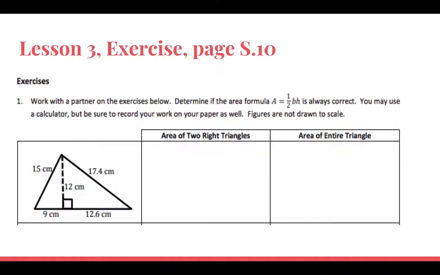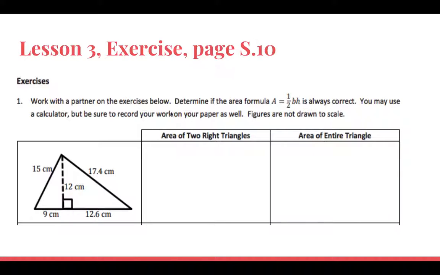Turn to page S10 of your packet and we are going to look at Exercise 1. Now, work with a partner on the exercises below. Determine if the area formula A equals 1/2 BH is always correct. You may use a calculator, but be sure to record your work on your paper as well. I will be looking for your work. When you do your exit ticket and there is no work, I will not give you credit. I need to see your work. Figures are not drawn to scale.